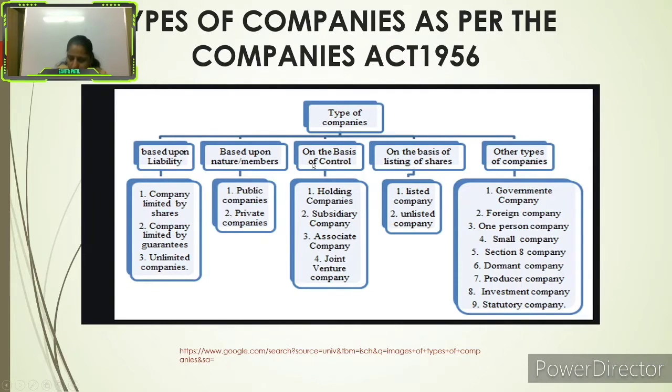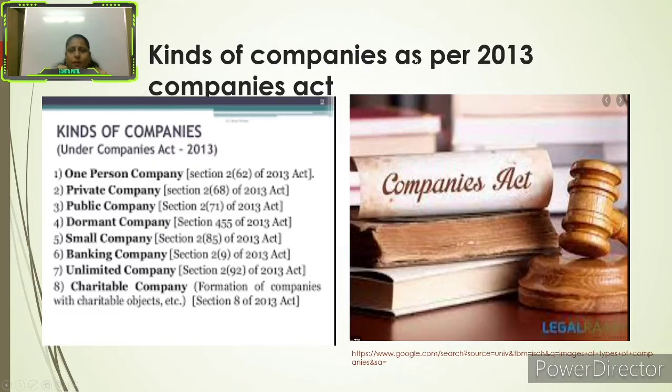Now, kinds of companies as per the 2013 Companies Act: one person company, section 2 subsection 62, then the private company, public company, dormant company, small company, banking company, unlimited company, charitable company.